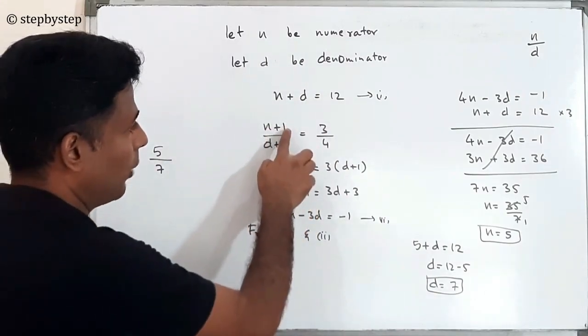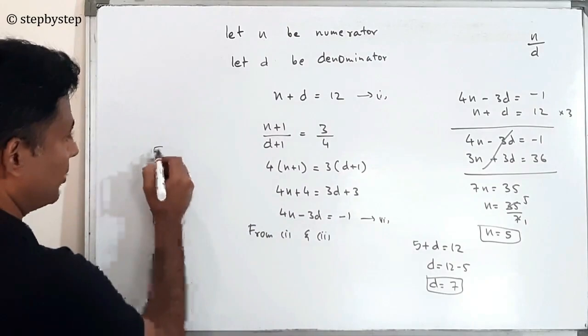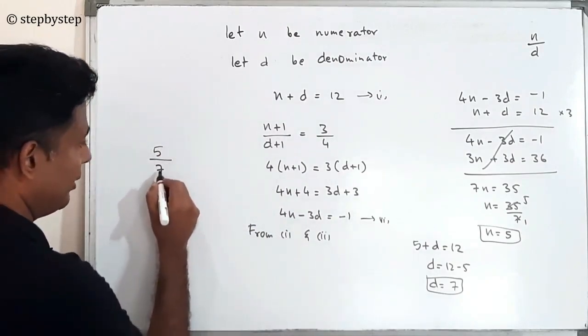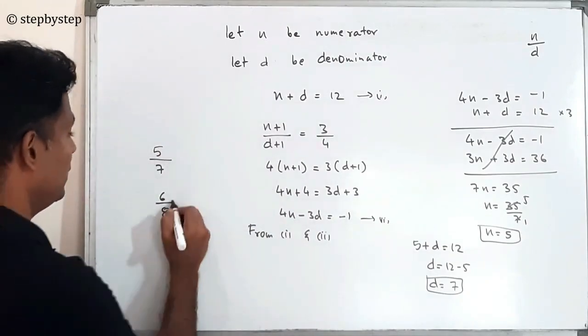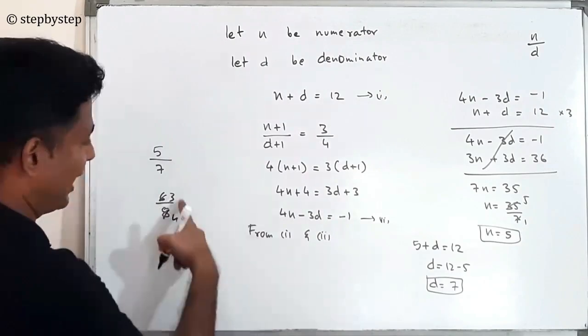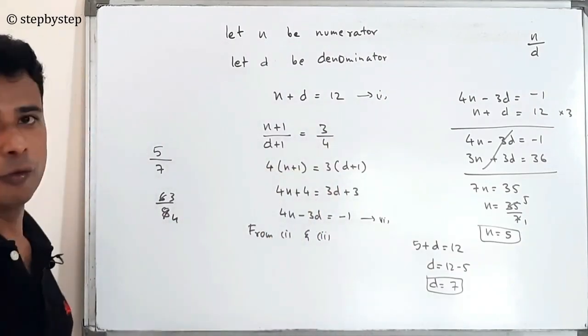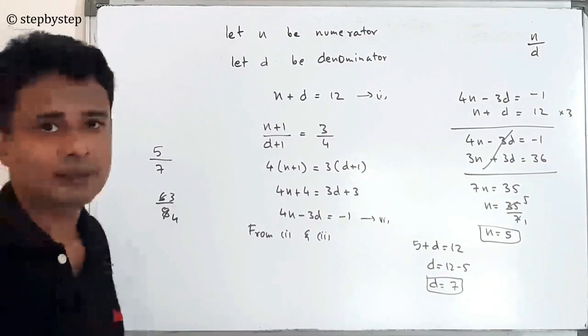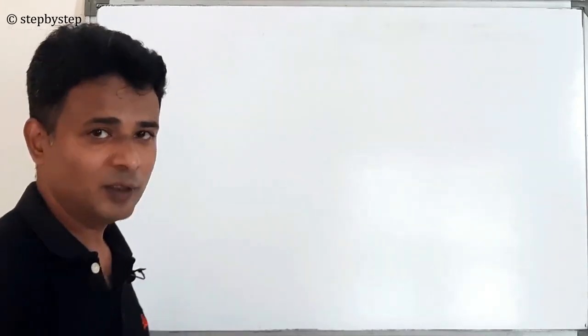If you add 1 to both of them, it becomes 5 plus 1, 6, and 7 plus 1, 8, right? So 3s are, 4s are. The fraction is becoming 3 by 4. So the answer is correct. Okay, now the next problem.